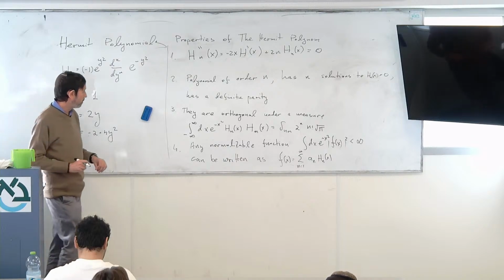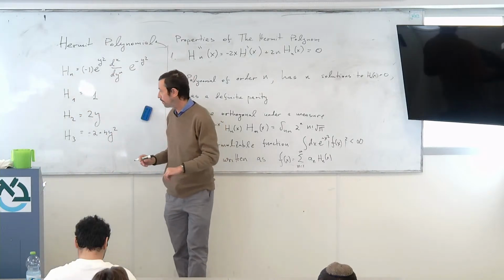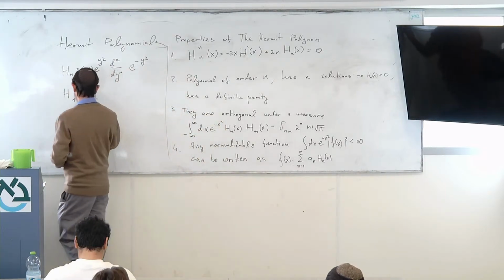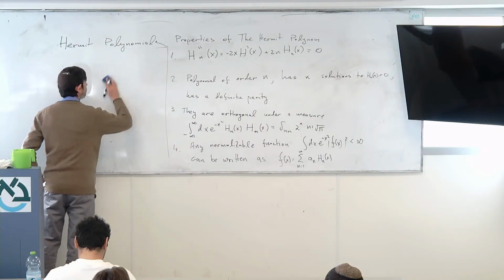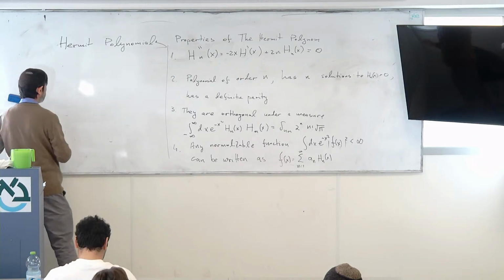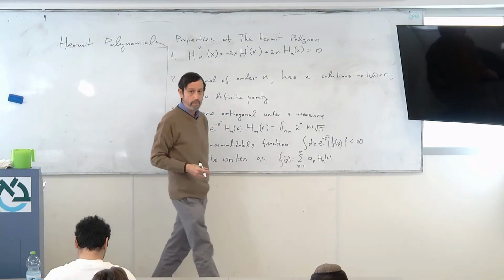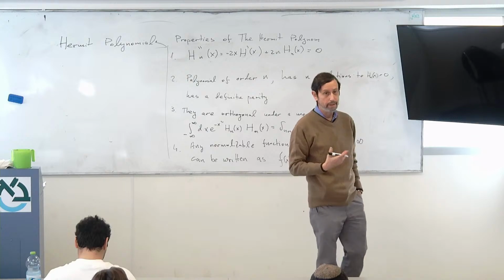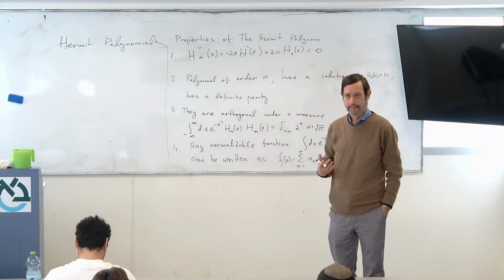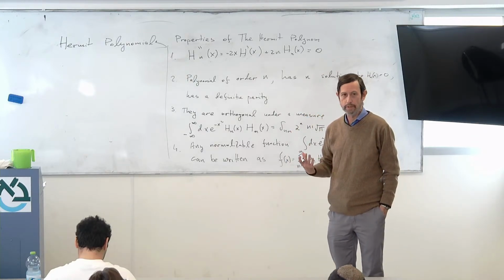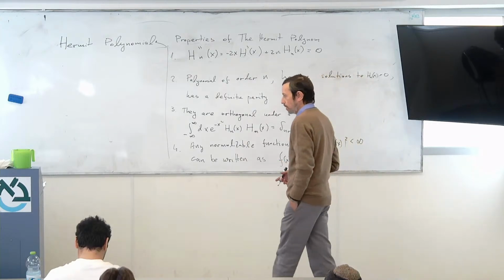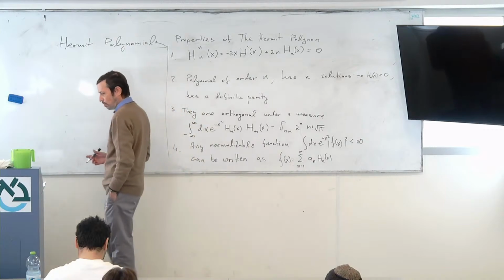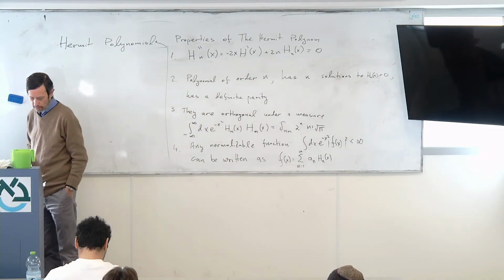I'll give another two properties. One of them is very useful, let's say for writing a simple two-line computer code to calculate any order of the Hermite polynomial, or even with a pencil and pen, it's doable, and that's recursion relations.